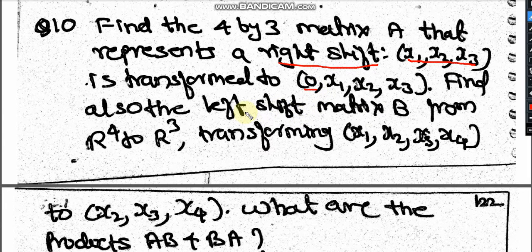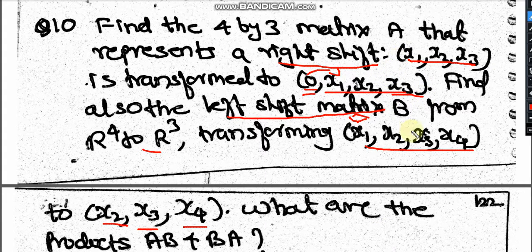Similarly, you can even check for the left shift, find also the left shift matrix B, which converts R raised to 4 to R raised to 3. So here you have the transformation, that is x1, x2, x3, x4 is shifted left side. So x1 goes off and you have x2, x3 and x4. So here you are padding it with 0 and here you are removing the elements because the second position takes the first position. So your x1 goes off and here the x1 goes to position x2. So the x1 position you are padding it with 0 and here one more position is being included.